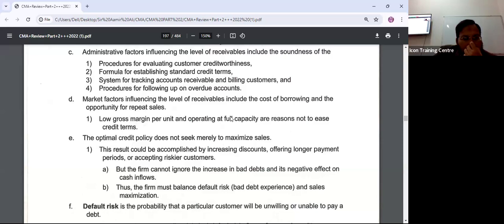The optimal credit policies does not seek merely to maximize sales. This result could be accomplished by increasing discounts, offering longer payment periods, or accepting riskier customers. But the firm cannot ignore the increase in bad debts and its negative effect on cash inflows. Thus, the firm must balance default risk, bad debt experience, and sales maximization.